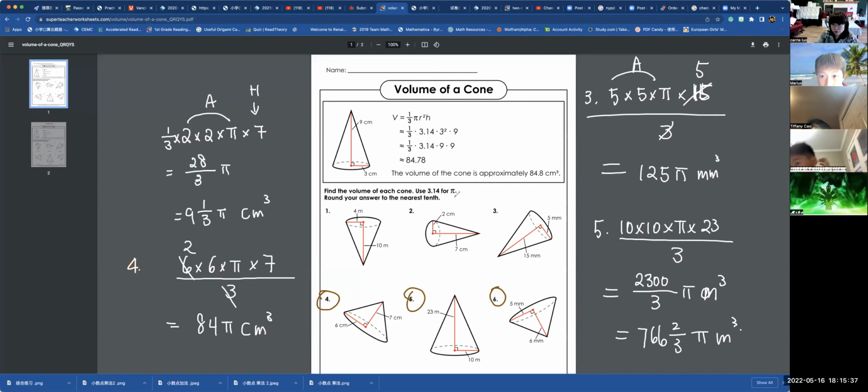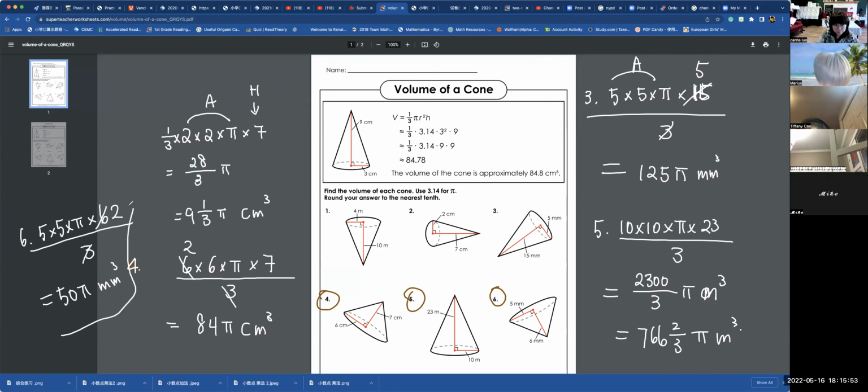So last one, number 6. So it's 5 times pi times 6 divided by 3. This one's easy. 50 pi millimeter cubed. Understood, everybody? Okay, everybody, do you understand?